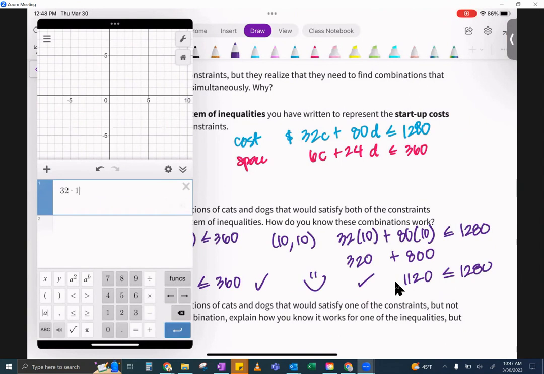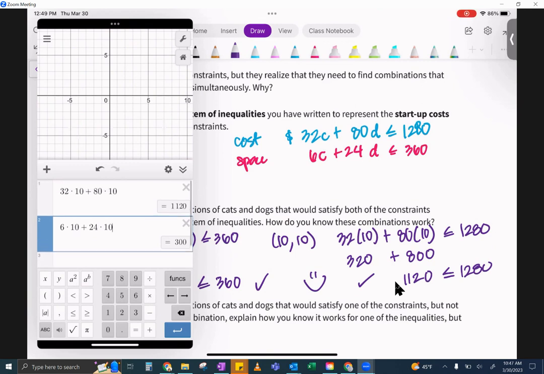So 32 times 10 plus 80 times 10. Yay, that's 1120. And then for the other one, I'm going to go 6 times 10 plus 24 times 10. And that's, did I do that right? Yeah, that's right. It's 300. Making sure that I always plug in my numbers right, because Miss Johnson sometimes forgets and plugs in numbers wrong, right? Okay, so that's done.